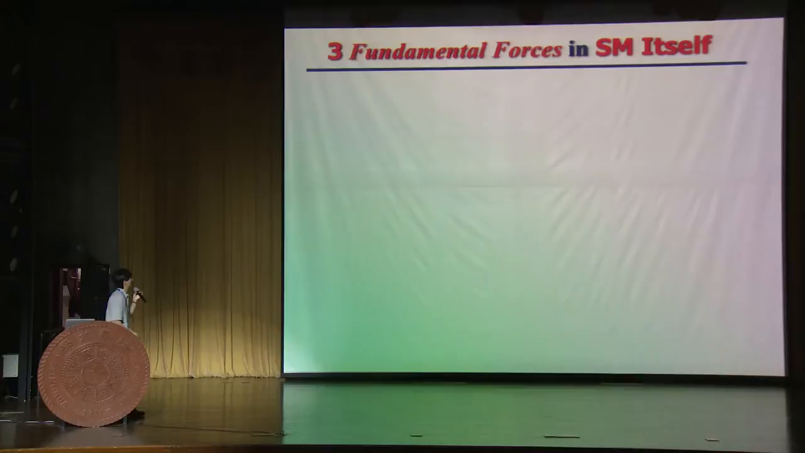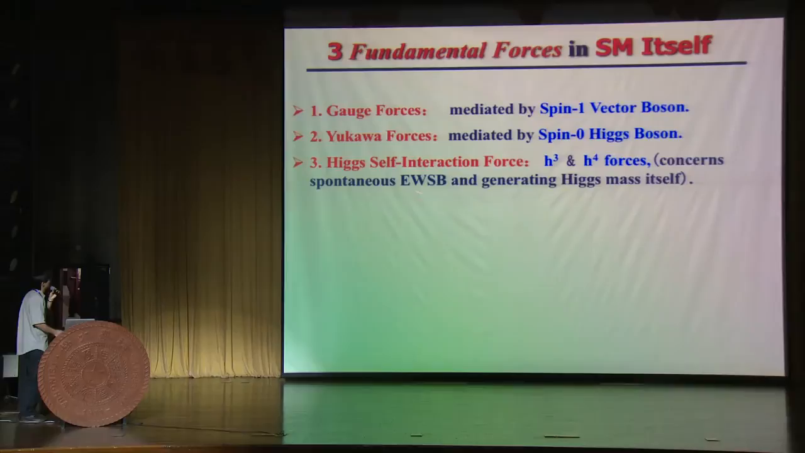So let me also summarize, within the standard model we have, in addition to the three fundamental gauge forces, two more additional new forces induced by the Higgs boson. So the gauge forces are mediated by spin one gauge bosons. The Yukawa forces and the Higgs self-interacting forces are all mediated by the spin zero Higgs particle we just discovered a few years ago. And the cubic and quartic Higgs self-interacting forces concern spontaneous symmetry breaking, which is the key and very crucial to realize that and also generate the Higgs boson mass itself.